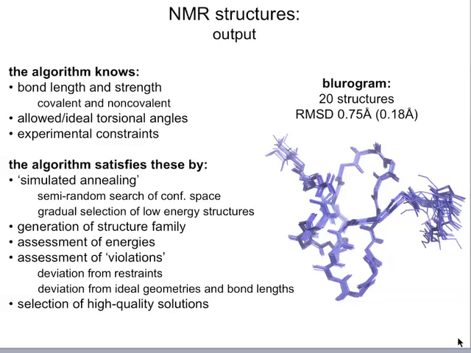And so again, as in crystallography, there are certain parameters that we build in that are particularly important in NMR in terms of model building. We teach our computer how long a bond should be, how strong a bond should be, what the difference is between covalent and non-covalent interactions, what are possible versus ideal torsional angles, and then we feed it our experimental constraints. And then the computer uses an algorithm to fit the data to these constraints.